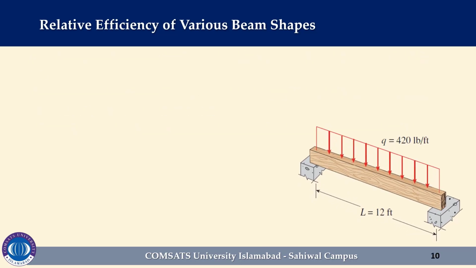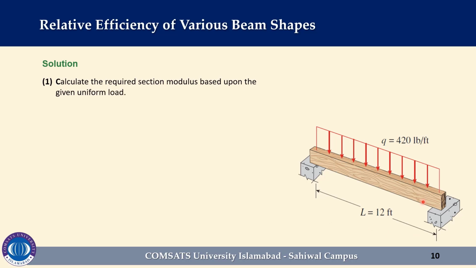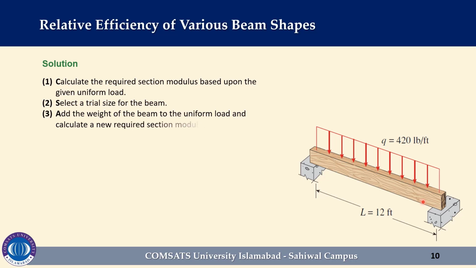So after analyzing the problem statement, now we will move towards the solution. Since we do not know in advance how much the beam weighs, we will proceed by trial and error as follows. In the first step, we find the required section modulus based upon the given uniform load. In the second step, select a trial size for the beam, and in the third step, we add the weight of the beam to the uniform load and calculate a new required section modulus. Finally, check to see that the selected beam is still satisfactory. If it is not, select a larger beam and repeat the process again.